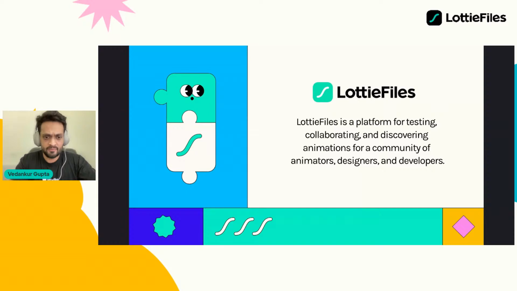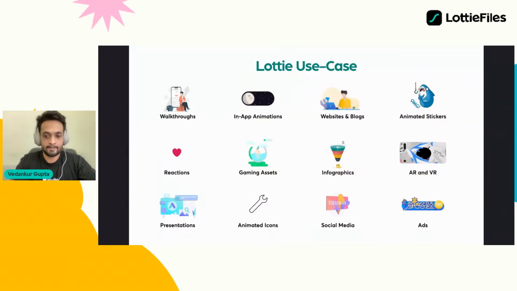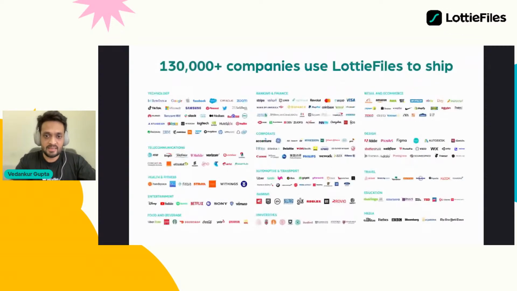There are plenty of ways you can make full use of Lottie. These are some of the many use cases where you can use Lottie files. You can use them in your app, website, create a funky Telegram sticker, add them to your games, AR and VR, or even use them for your presentation and your digital ads too. Over 130,000 companies use Lottie files to ship their animations. Some of them include Apple, Google, Airbnb, and Disney.